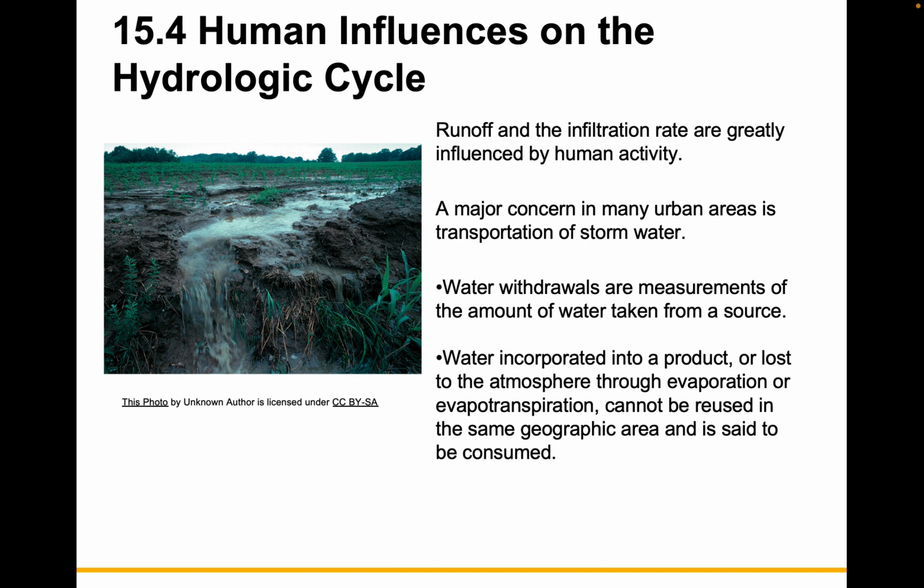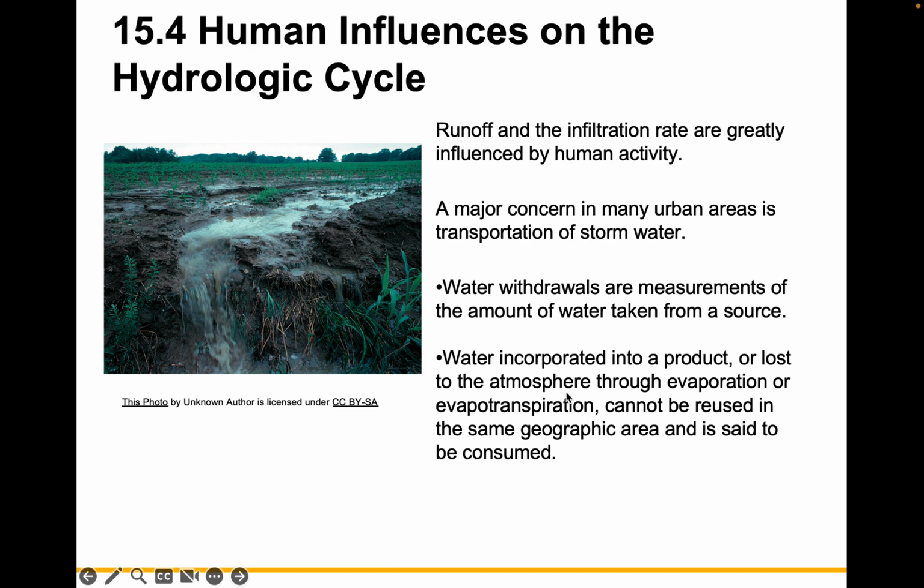Human influences on the hydrologic cycle. So runoff and the infiltration rate are greatly influenced by human activity. A major concern in many urban areas is transportation of stormwater. Water withdrawals are measurements of the amount of water taken from a source, and water incorporated into a product, like agricultural products, or lost to the environment through evaporation or evapotranspiration, can't be reused in the same geographic area and is said to be consumed.